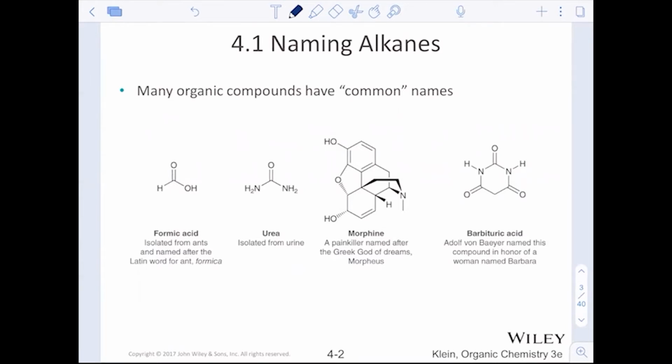Morphine, I love the explanation for morphine here. Morphine, the painkiller, is named after the Greek god of dreams, Morpheus. So we can start to see how the influence is either historical or Latin. Barbituric acid was named after the guy's wife. Like, how cool is that? Very, very romantic to name a compound after your loved one.